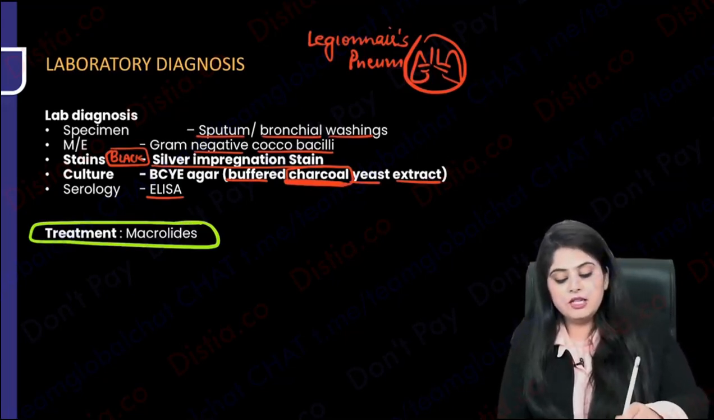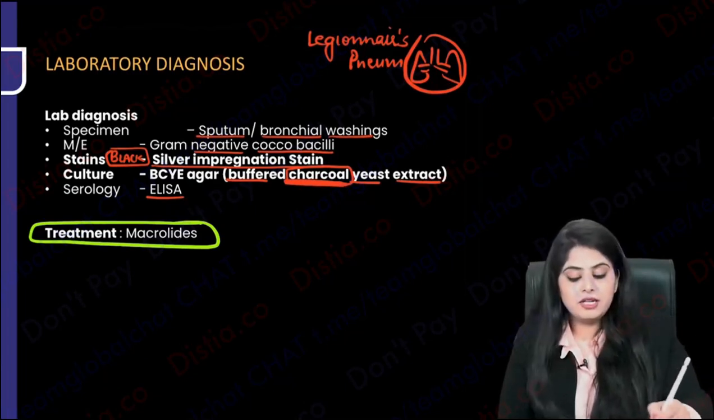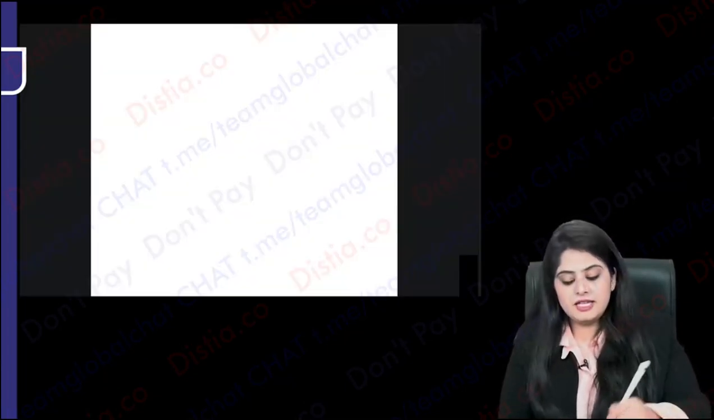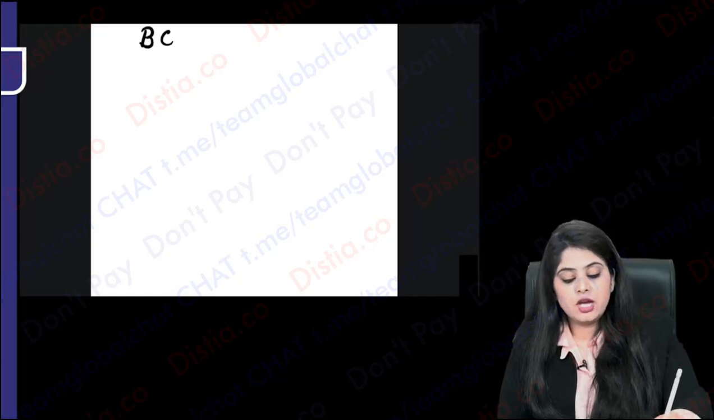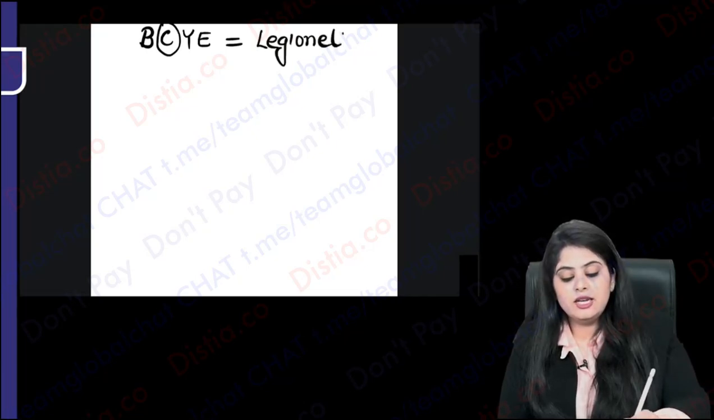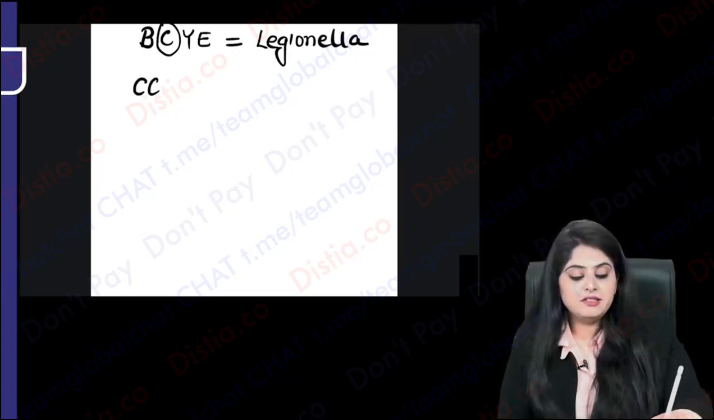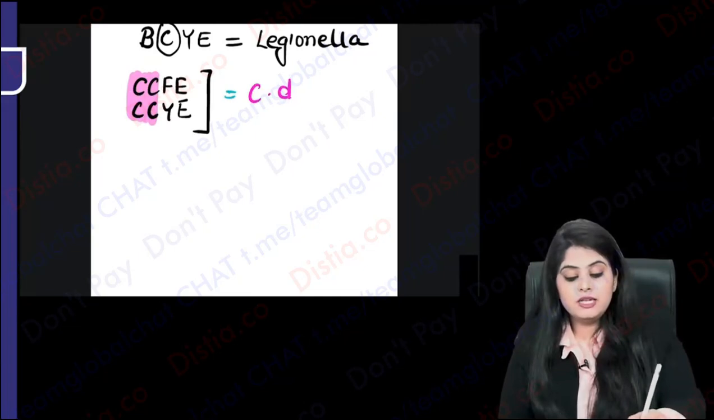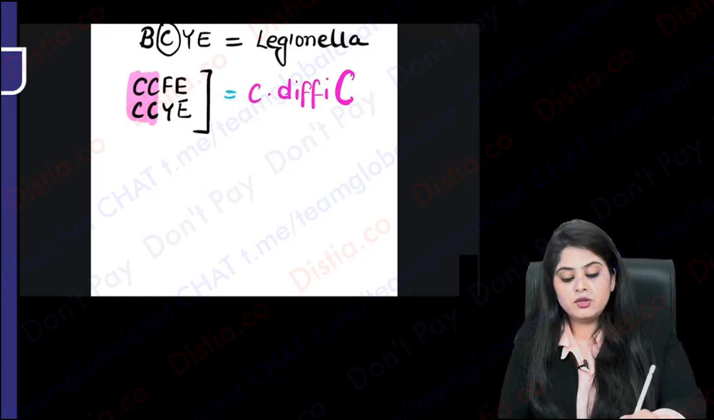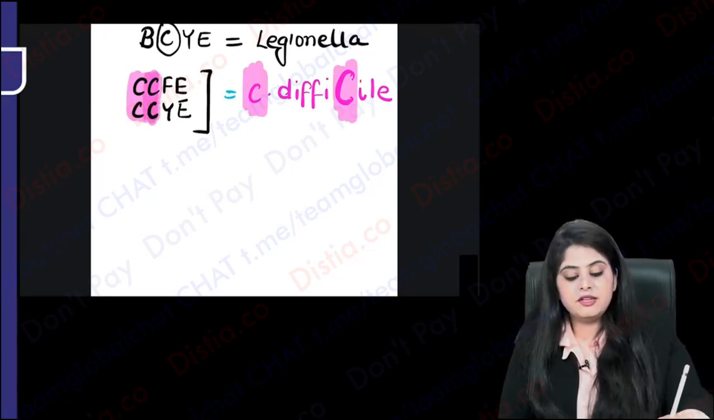Now before I begin with anything new, I want to ask you all something. I'm kind of getting confused. What was this culture media? BCYE. When we talk about BCYE, you will say, okay, buffered charcoal yeast extract. Ma'am, anything black is going to be for Legionella. Legionella is going to be all that black. If I say CCFA and CCYA, where were these used? You said, ma'am, so much CCC you are saying. This was for, yes, can you recall? Clostridium difficile. That is how we had learned. Clostridium difficile shows you the CCFA and the CCYA.